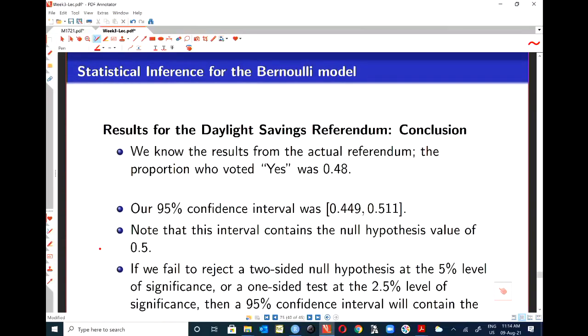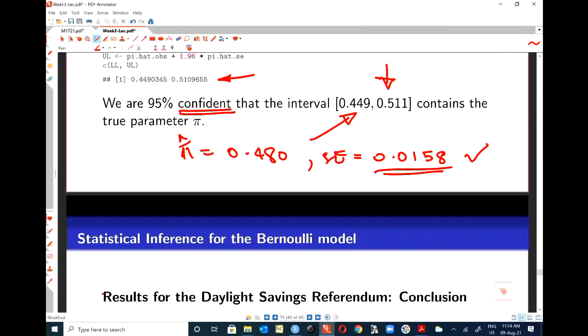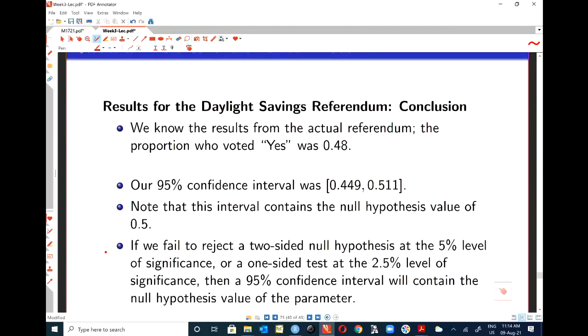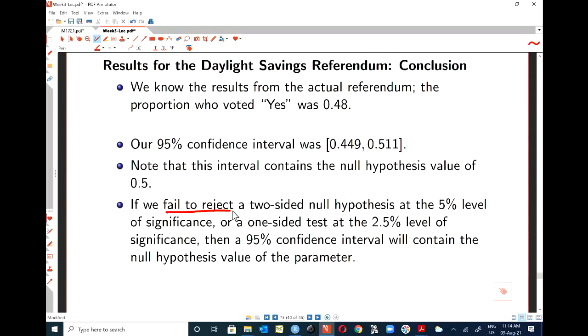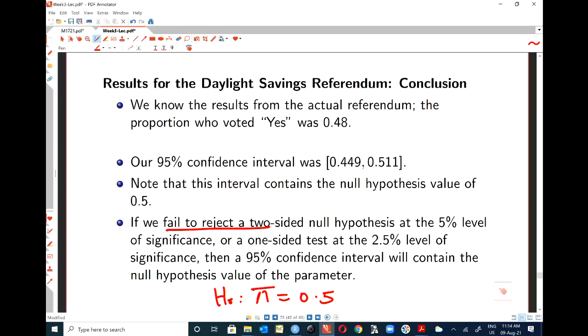All right. So what you find is that my hypothesis test for this same data was that I didn't reject it. We failed to reject it. In other words, I didn't reject the hypothesis that pi was actually equal to 0.5. And you also find that 0.5 is in the interval.